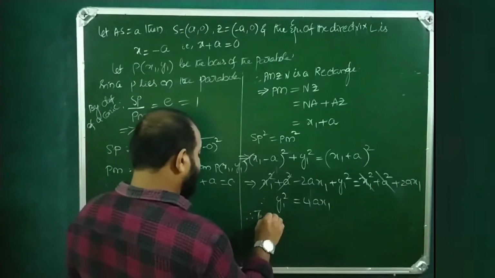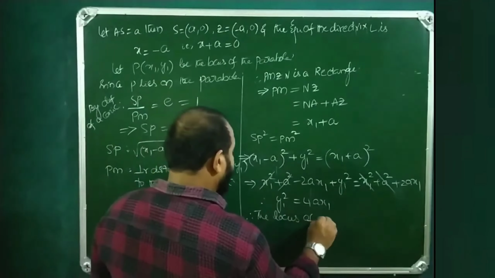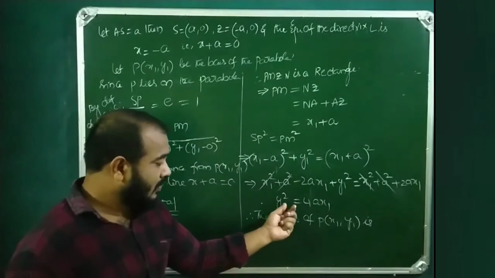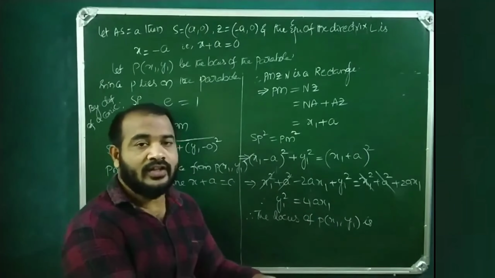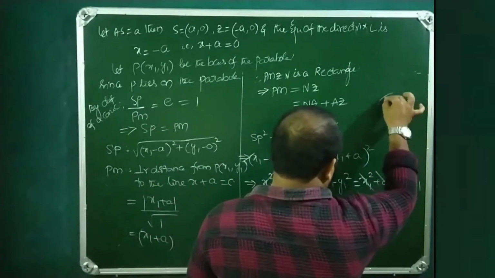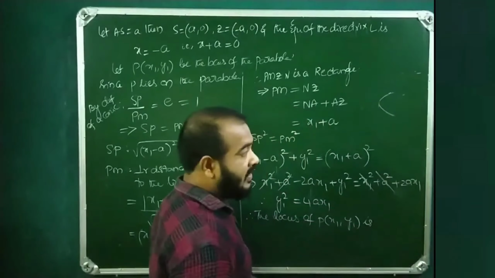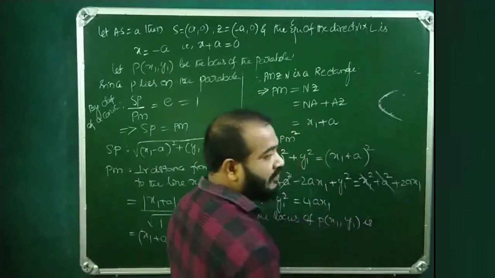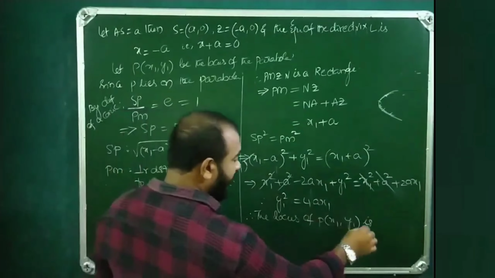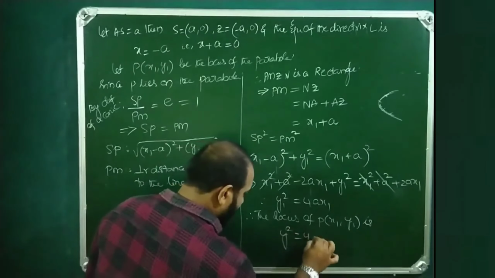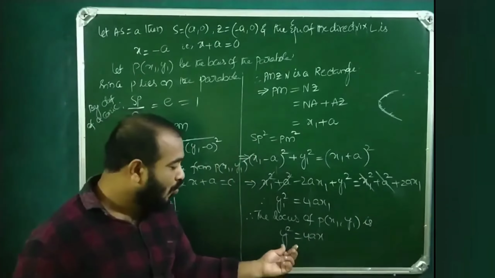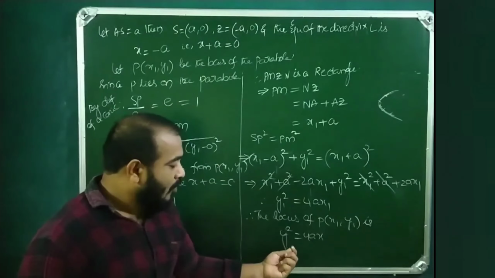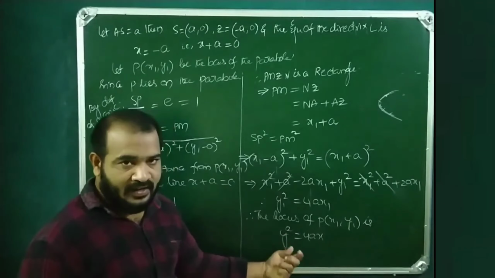Therefore, the locus of P(x1, y1) is, if you remove this x1 y1, then the general equation, the behavior of this point in the plane, we get. So if you generalize the behavior of such points, then we will get the whole equation of the parabola. Therefore, the locus of P is y square equals 4ax, which is the standard form of the parabola whose vertex is at the origin and which is symmetric about the positive x-axis, which we will be learning afterwards.